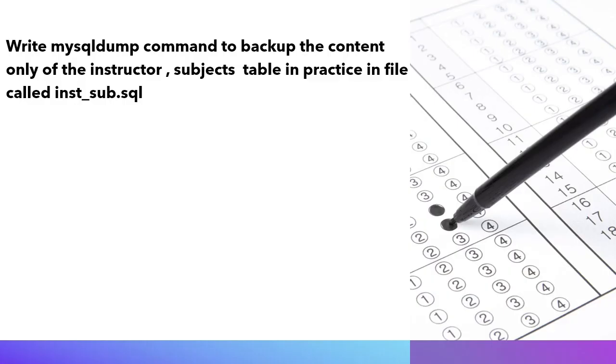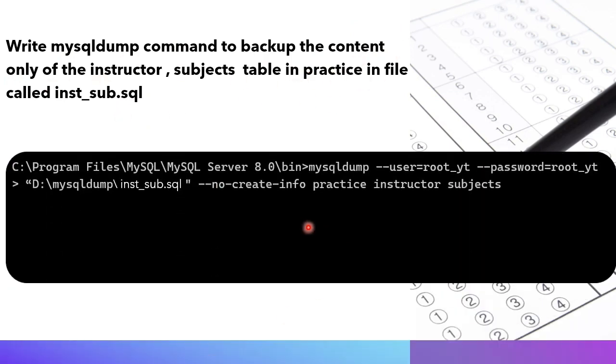Now let's move on to another question. Write a MySQL command to back up the content of the instructors. So the content only, so it will be no create info, content only of the instructors and subjects table in the practice database, and that is here the file. So that is --no-create-info in the data structure options, and then practice, instructors, and then subjects. That is your database name, and then instructors, and then subjects.